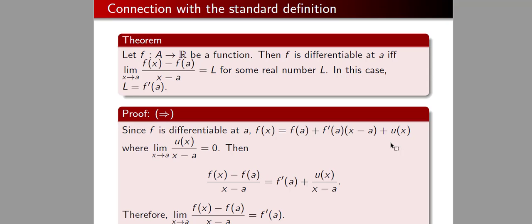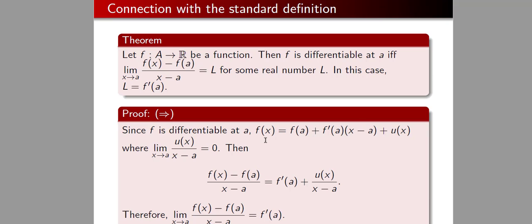Let f from A to R be a function. Then f is differentiable at a if and only if the limit as x approaches a of the fraction f of x minus f of a over x minus a is equal to L for some real number L. In this case, L is equal to f prime of a. So this is an if and only if. We take two directions on it. First, we assume that f is differentiable at a.